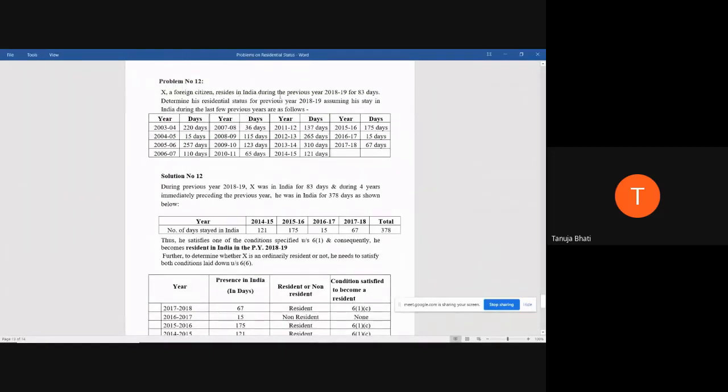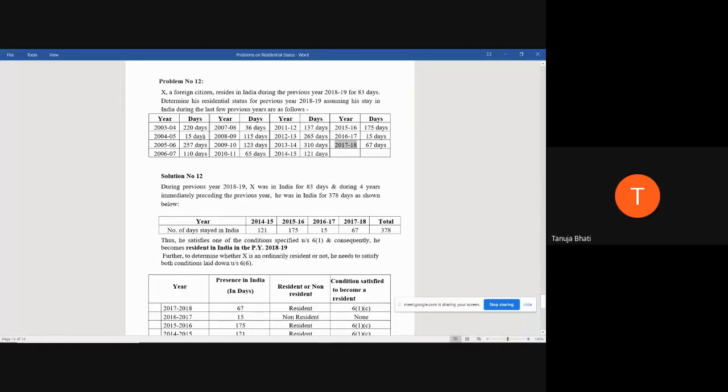X, a foreign citizen, resides in India during the previous year 1819 for 83 days. Determine his residential status for the previous year 1819, assuming his stay in India during the last few years are as follows. So here they have directly given us the previous year, and the previous year is 1819. So keeping this as base, we can solve the problem. So they have given us what is his stay in India from 2003-2004 to 2017-2018.